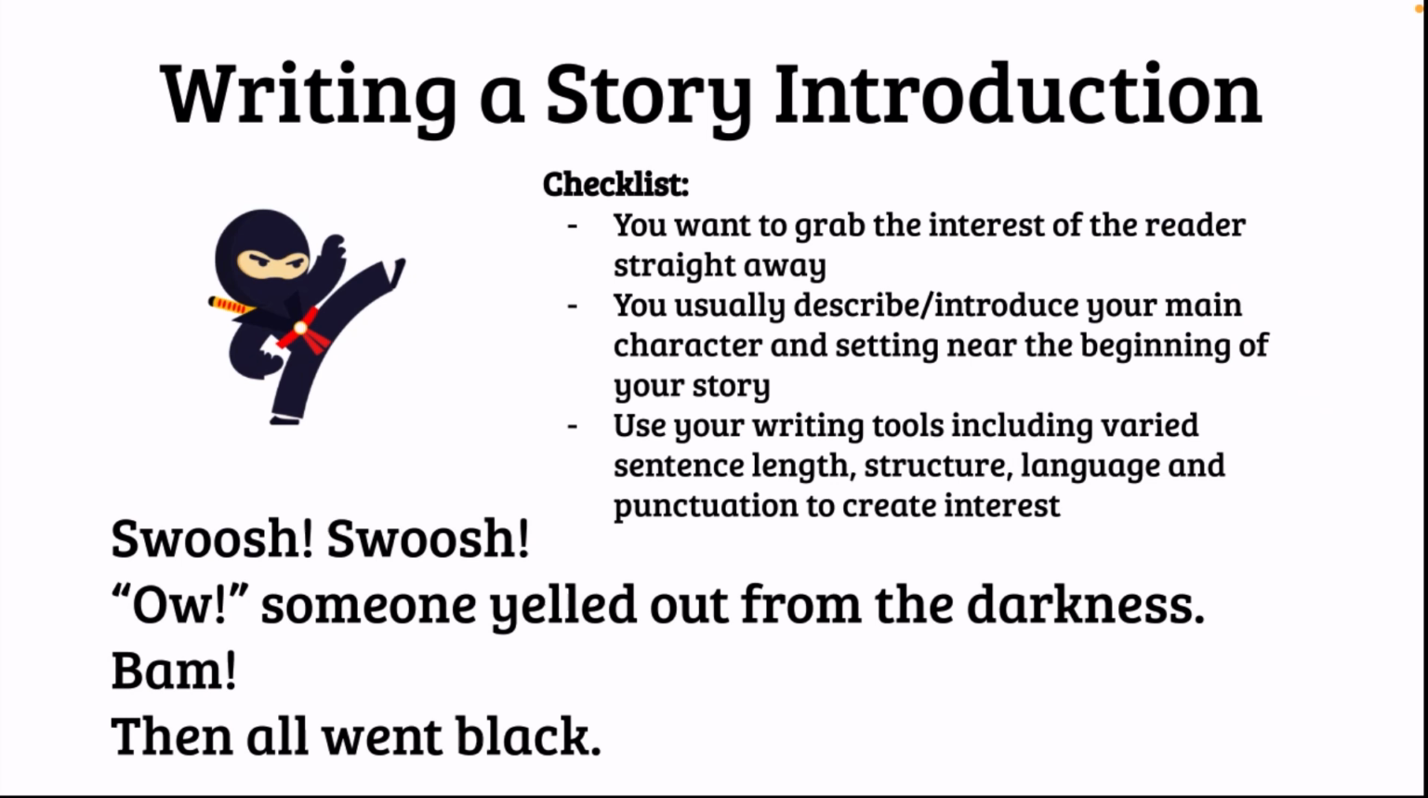So, if I was going to write a ninja story, I could start with some noise, and I could also start with a little bit of dialogue to start my scene. Swoosh, swoosh, ow! Someone yelled out from the darkness. Bam! Then all went black. So I've got a really catchy start. I've used lots of exclamation marks as my punctuation. I've got short sentences to try and grab the interest of the reader. And I use those main starters of noise and catching the senses as well as dialogue.